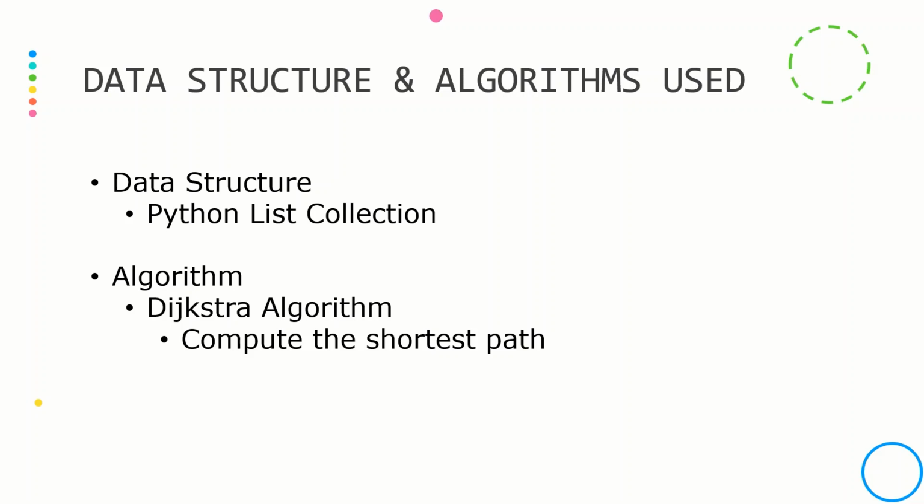For the algorithm, we'll be using Dijkstra's algorithm, as Dijkstra's computes the shortest path. Dijkstra's uses a priority queue to greedily select the closest vertex that has not yet been processed, and performs this relaxation process on all of its outgoing edges.